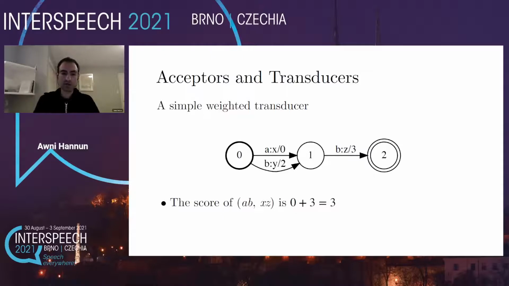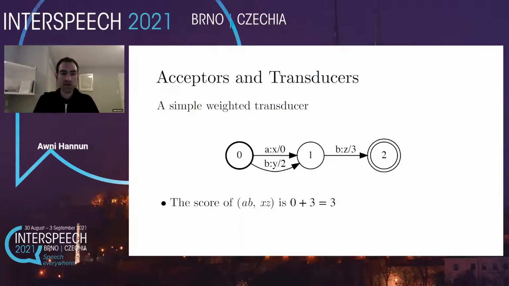So that's how acceptors work. Now we'll go into this generalization of acceptors called transducers. A transducer is like an acceptor, except instead of just accepting an input, it converts an input sequence to an output sequence. So this is a simple weighted transducer. The start state and accept state are the same. Now on each arc, instead of just having a label / weight, you have an input label, colon, an output label / a weight. Whenever you take a transition across an arc, you consume the input label, you output the output label, and you accumulate the weight.